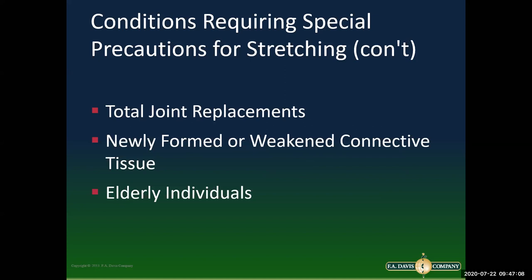And then the elderly, right? Let's think about it. Little Millie comes in and she's complaining about her low back. And she's like, oh my, my low back, it's really been bugging me. And the PT is like, don't worry, I'm going to do grade 5 thrust mobs on her. Is that probably the best idea?